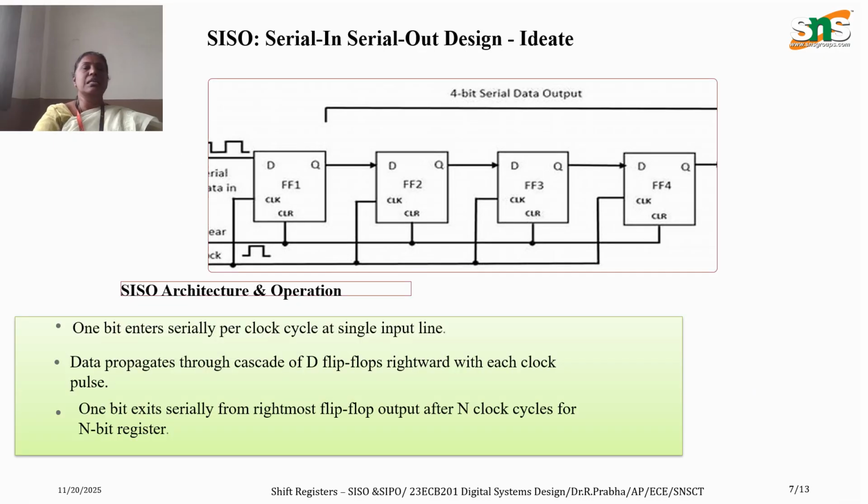And next is the serial in, serial out design, the SISO design. In this ideate part, we are taking four D flip-flops, and a common clock is shared by all the flip-flops. A clear signal is connected to all the flip-flops in order to reset them before starting the operation. One flip-flop output is connected as an input to another flip-flop. So here the input enters serially, and after each clock pulse one flip-flop output is transferred to the other flip-flop. After the nth clock pulse, all the data are at the last flip-flops.